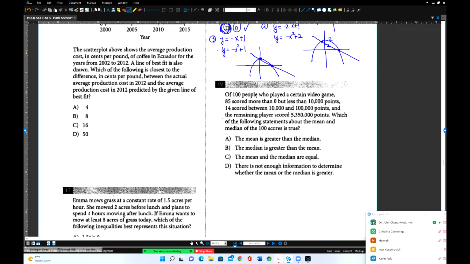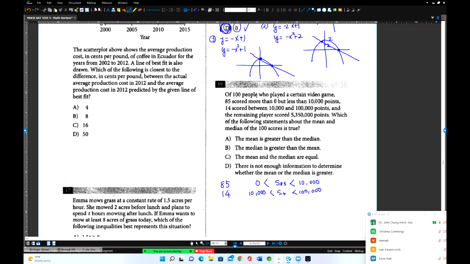Out of 100 people who played certain video games, 85 scored more than 0 but less than 10,000. So 85 people got a score from 0 to 10,000. Then 14 people scored between 10,000 and 100,000.